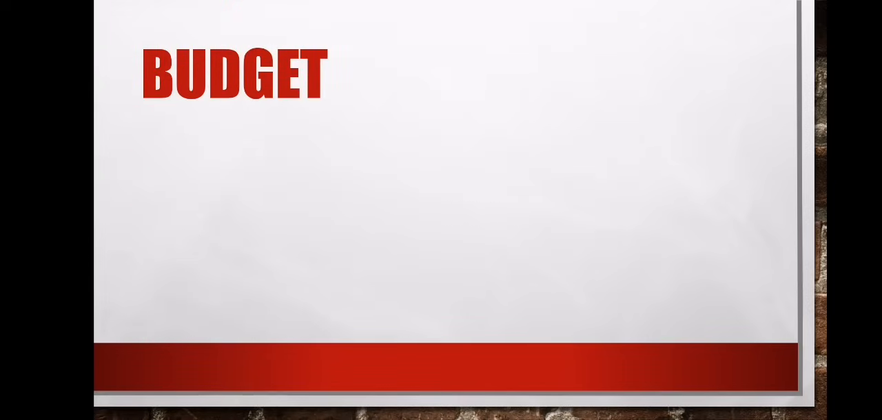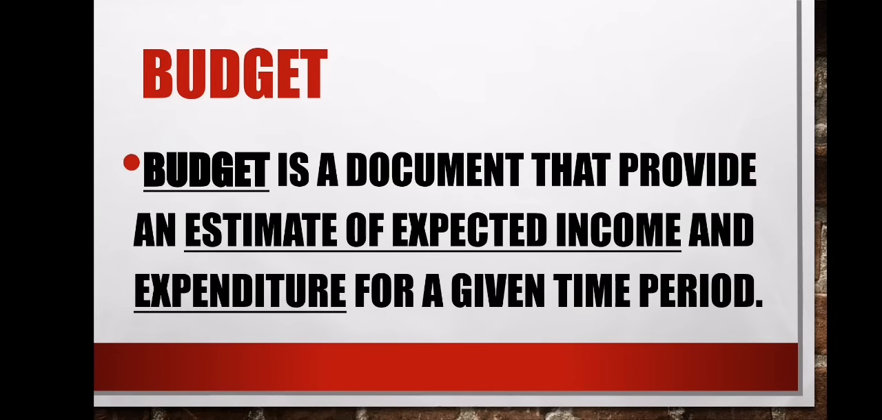Let's look at this one, good people. Let's look at a budget. Make sure that you focus here. Let's look at a budget. When we look at a budget, we define it as a document. This document provides an estimate of expected income and expenditure for a given time period. So this is the document that will show how much the farmer is expecting to spend and is expecting to gain in that given period. That's how we define it.